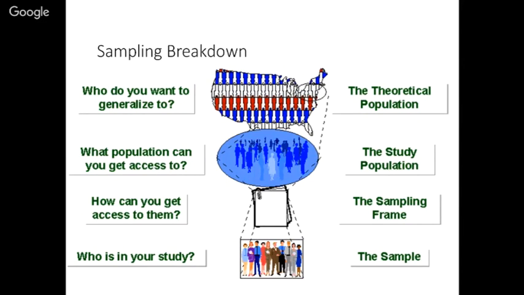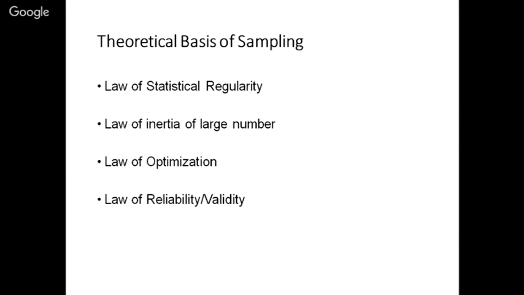The breakup of the sampling methodology process: first one is, who do you want to generalize to? Obviously, it's a universe or a population for which I want to estimate some kind of result. What population can you get access to? The study population. How can you get access to them? Then I will need a sampling frame. And who is in your study? The units from that particular population who are representative of that whole population. These are the definitions of sample, sampling process, and different terms that are used in the sampling process.